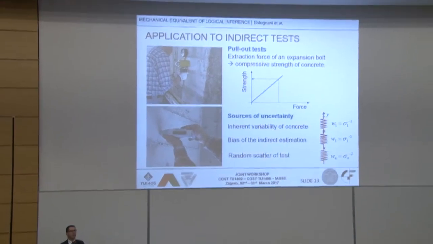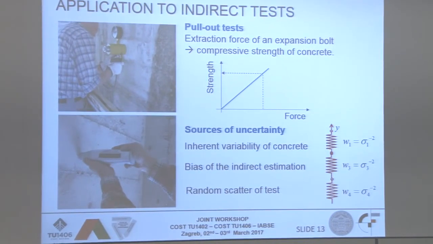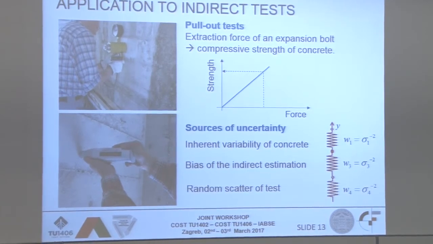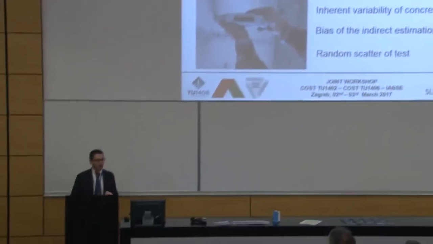When we have an indirect test, the handling is normally a little bit more complicated. This is because an indirect test, like a pull-out test or a Schmidt hammer impact test, doesn't give you directly the value of the parameter you want to identify, but gives you something which is somewhat related to it. And the sources of uncertainty can be higher. For example, typically in an indirect test there is not only an uncertainty related to the natural variability of concrete, but we may also have a bias error that is inherent to our method, and then we may have a random scatter in the test.